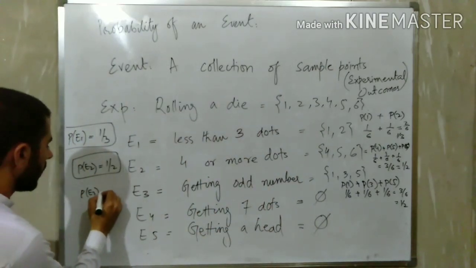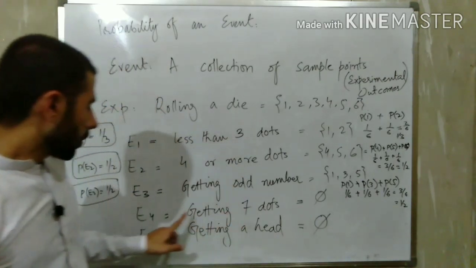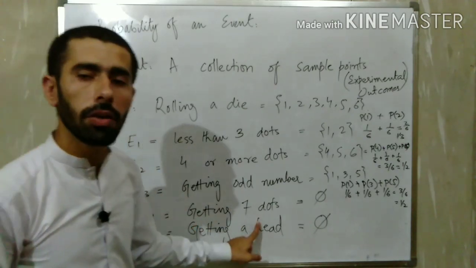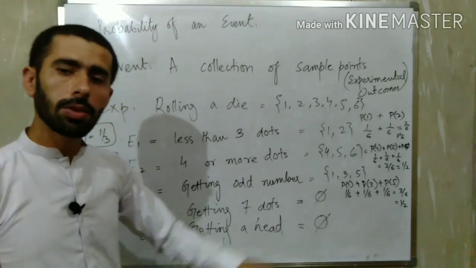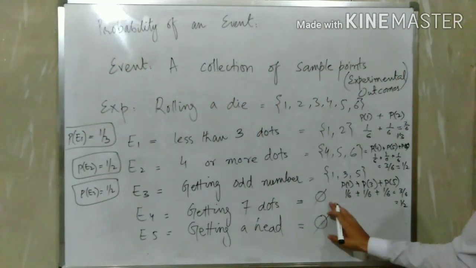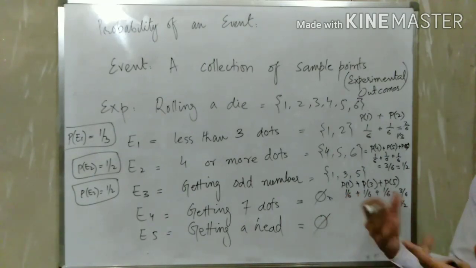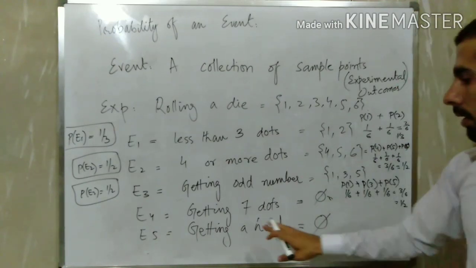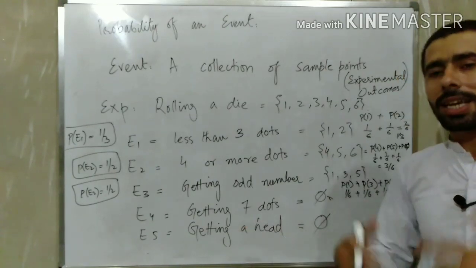In a similar way, for event 4, the probability of getting 7, we see that this event has no element, no outcome, so what are the chances of getting nothing? Whenever we are rolling a die, the chances of getting 7 are as much as the chances of getting nothing.